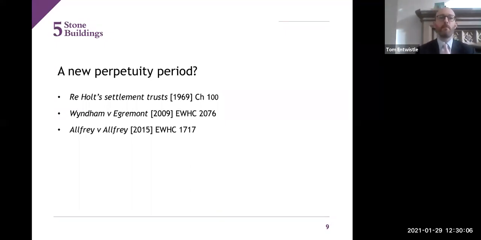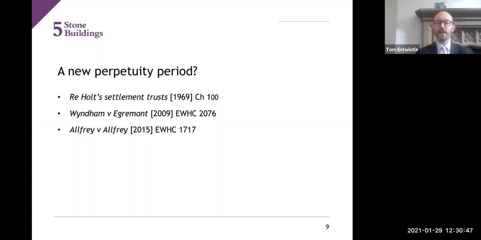This really is just a brief mention of a particular use that can be made of the VTA, which is to extend the perpetuity period of a settlement. This is perhaps slightly surprising at first blush, but there have been several cases over quite a long period now in which this has been done, of which the first is the case that I mentioned earlier in a different context, re Holt. This was decided shortly after the 80-year perpetuity period had been introduced by statute in 1964.